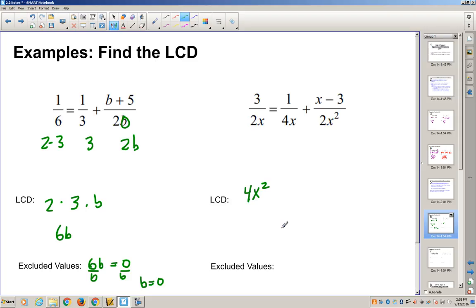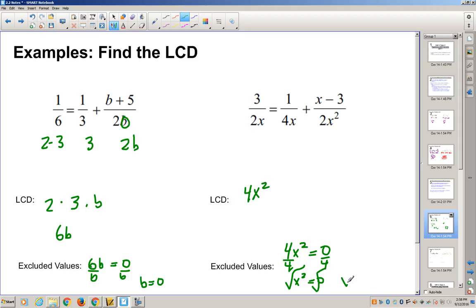Once again, you would do the same thing. You would set 4x squared equal to 0. All you need to do is once again solve for x. Here we could divide both sides by 4. That gives us x squared equals 0, and this is just going to be a double root. You would technically take the square root of both sides here.